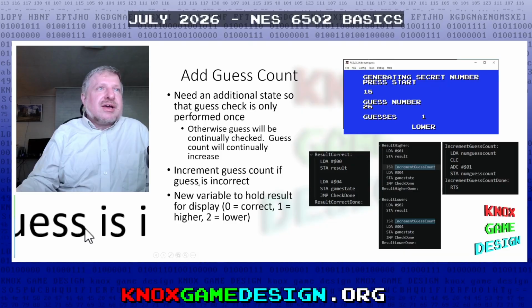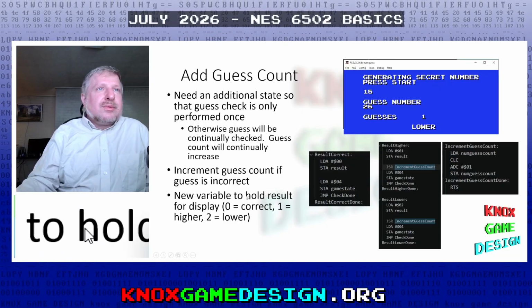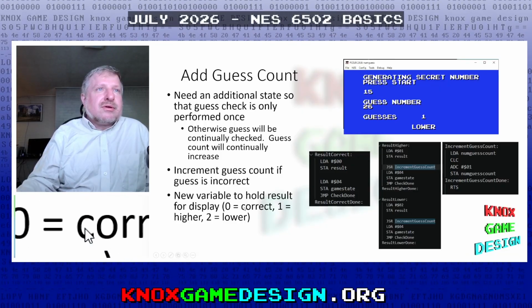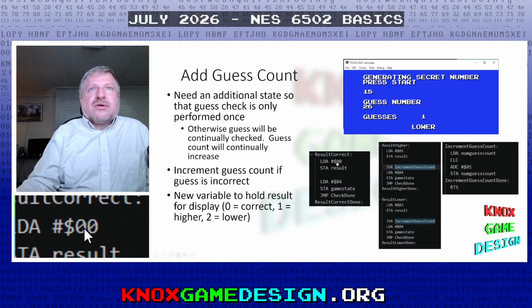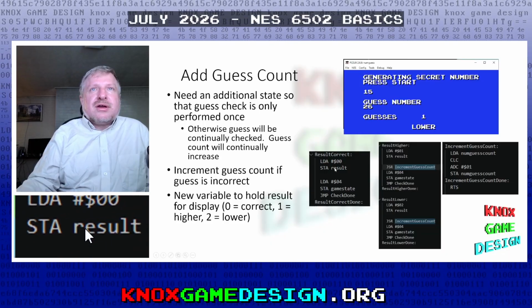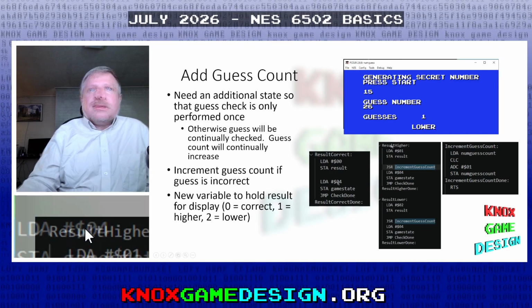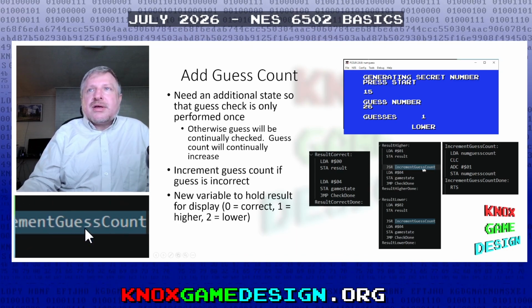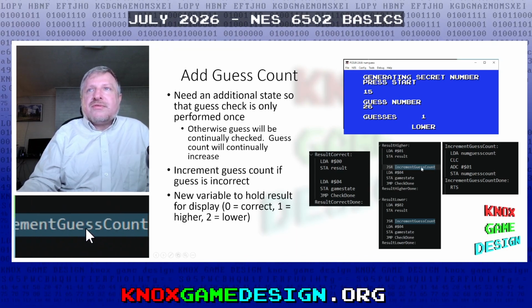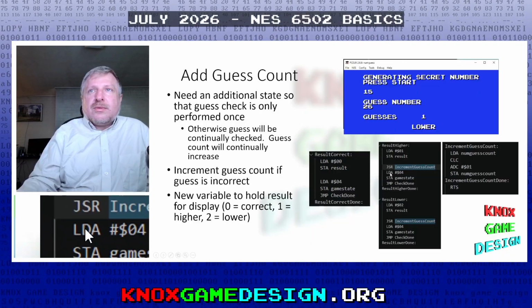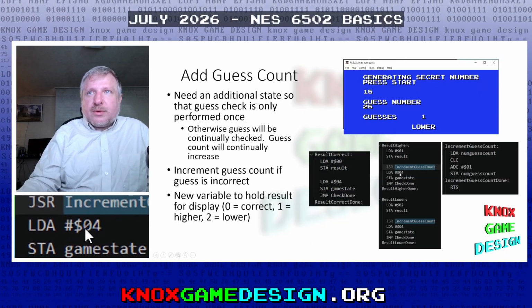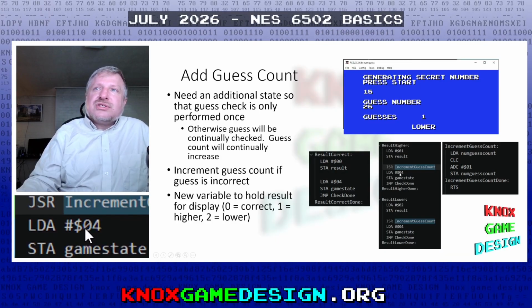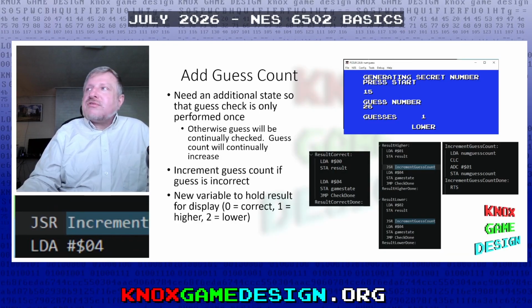Increment guess count if the guess is incorrect. We need a new variable to hold the result for display: 0 for correct, 1 for higher, 2 for lower. So we've got result correct, load 0, store that into the result. If it's higher, we're going to increment guess count. Got a subroutine for incrementing guess count. So 4 is actually the state after it's checked.